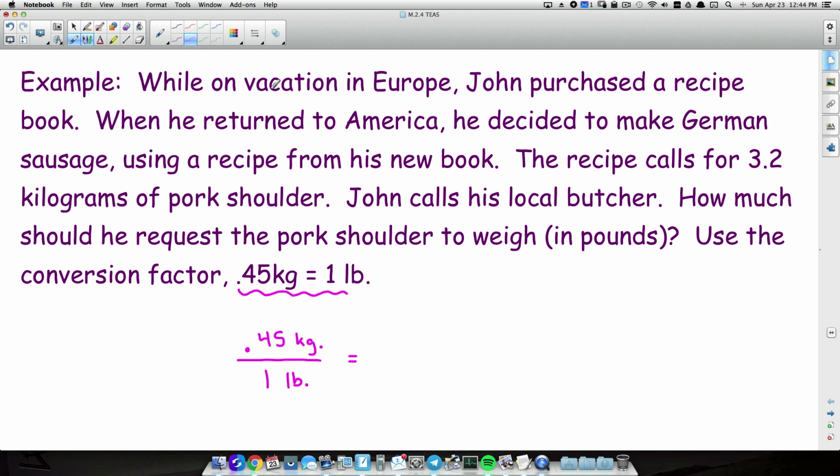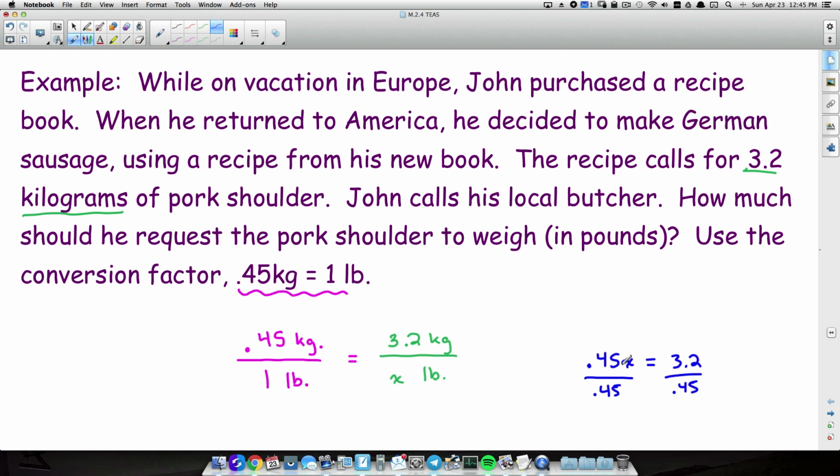What do we know? We know that the recipe calls for 3.2 kilograms. Based on how I have this conversion factor set up, I'm going to put my kilograms at the top. So 3.2 kilograms, but we don't know how many pounds John needs to request. Notice I've got kilograms, kilograms, pounds, pounds. From here, all we have to do is cross multiply and divide. So 0.45 times x is 0.45x. This is like solving a ratio proportion problem. Multiply the other way: 1 times 3.2 is 3.2. To get x by itself, we divide by 0.45 on both sides.